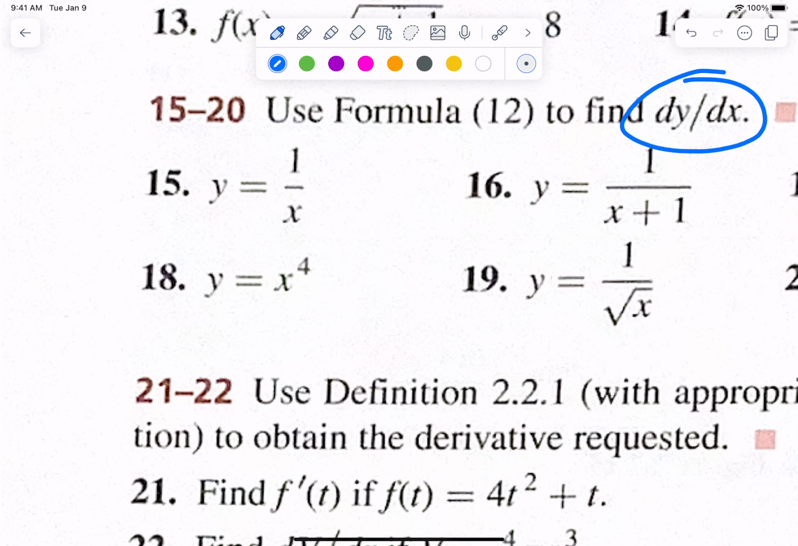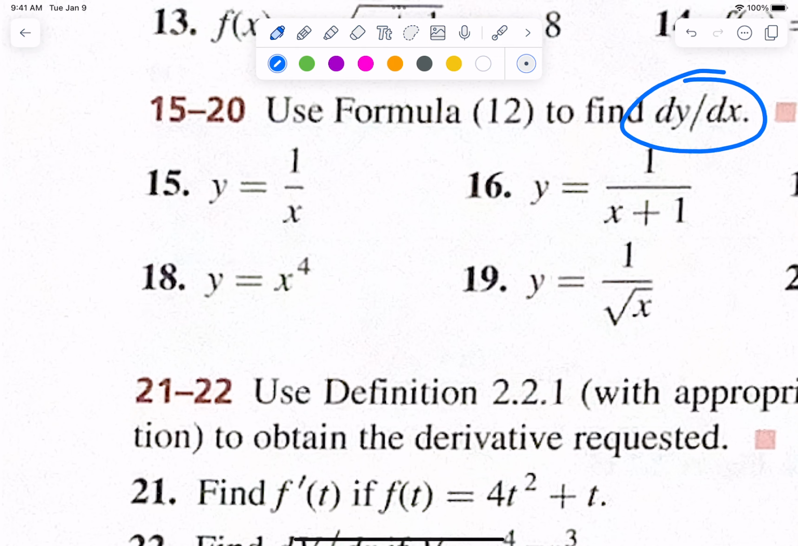Formulas 1 and 2. Look up. Formulas 8 and 9. Formulas 2 and 9. Do you see what we were trying to do yesterday? Libby and I were like, this isn't happening. I don't know. You just find formula 12, but I don't know what it is.